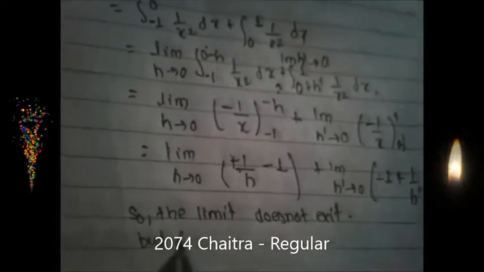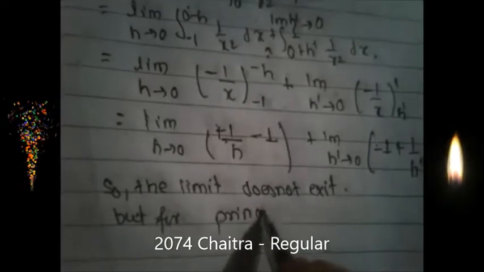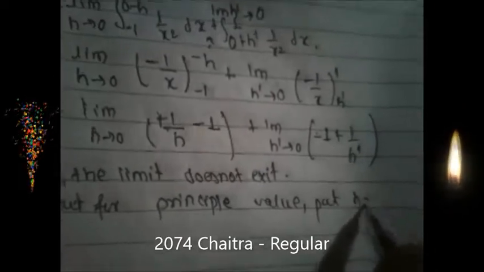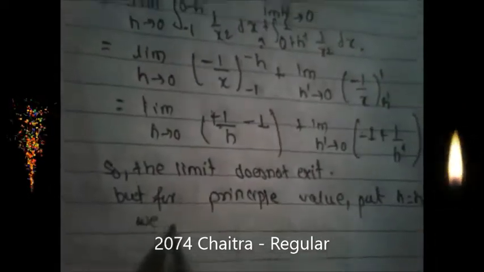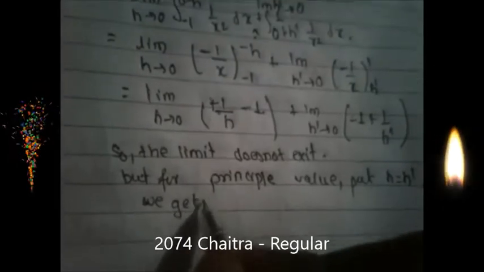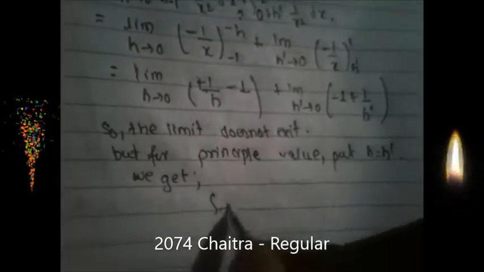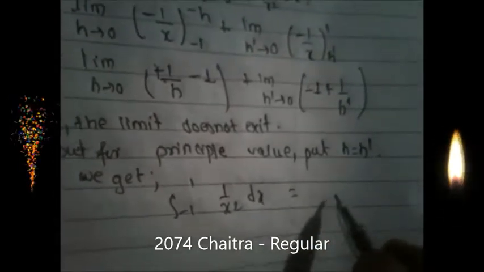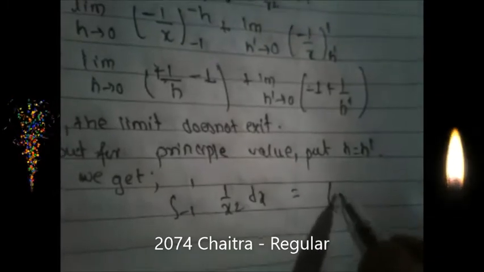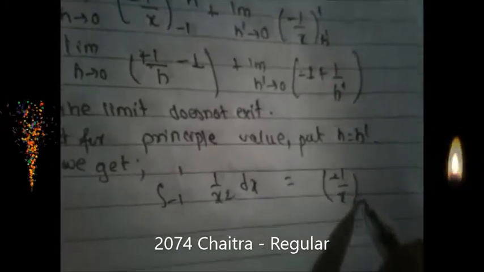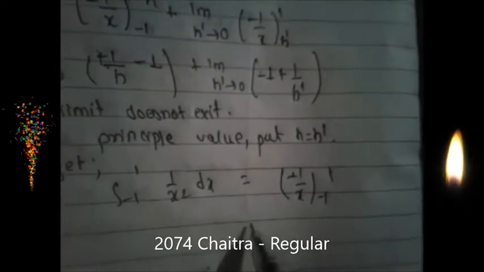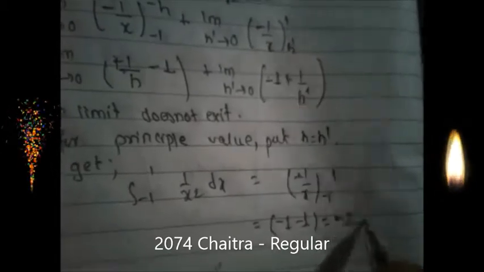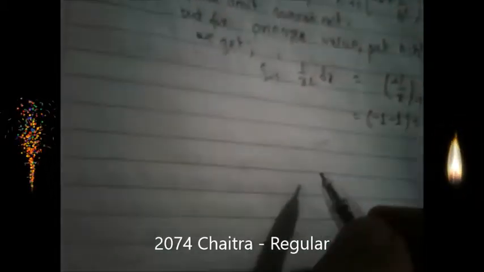But for the principal value, put h is equal to h dash, we get the integration from -1 to 1 of 1 upon x square dx is equal to, the antiderivative is -1 upon x from -1 to 1, which is equal to -1 minus 1, which is -2. Answer. Now we move to our next question.